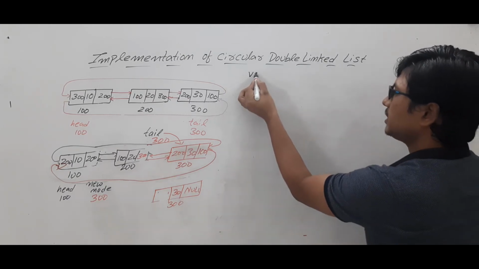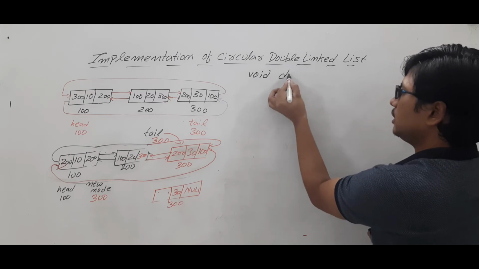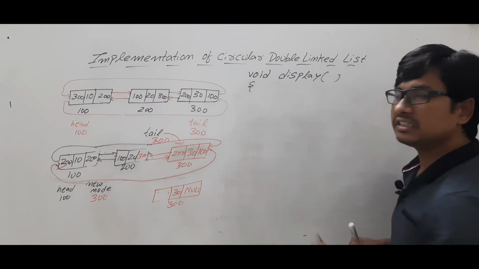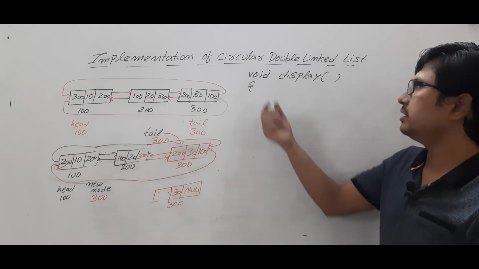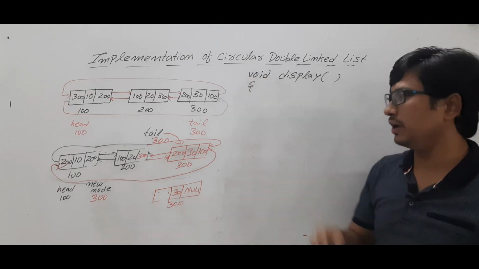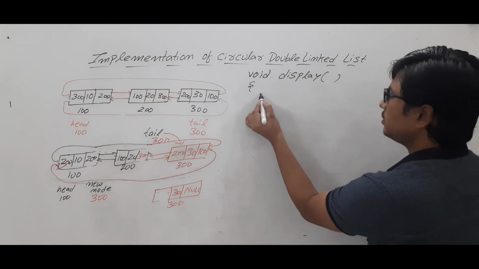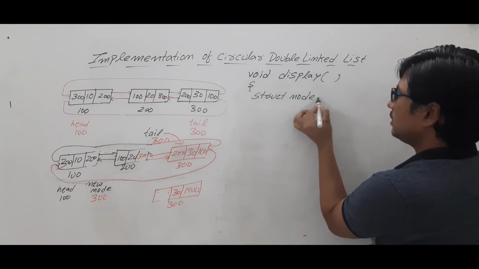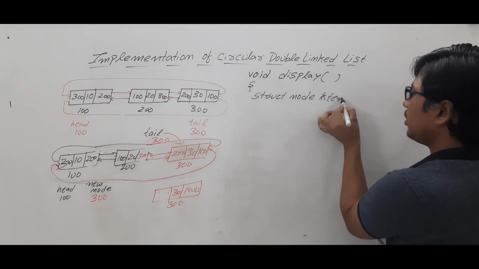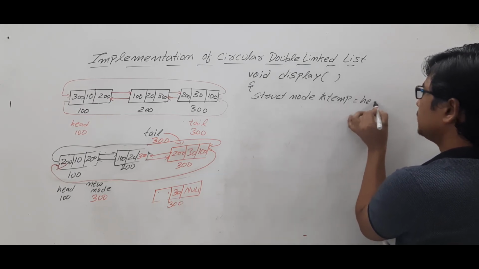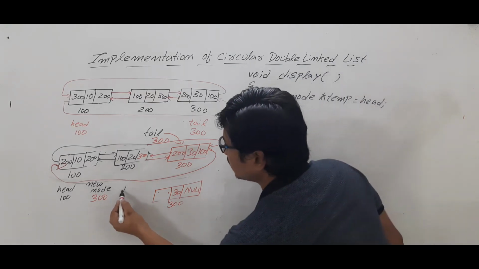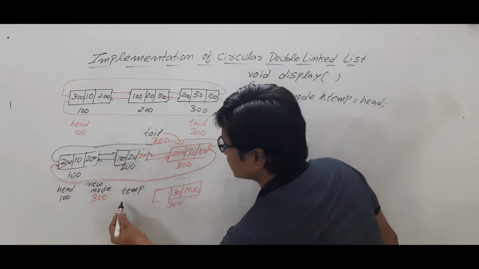So let me define a user defined function called display, and this function does not return anything. So that's why the return type we have mentioned is void. Okay, so I need to declare a pointer called temp and I need to assign the head value. So we are creating a new pointer and assigning the head value.